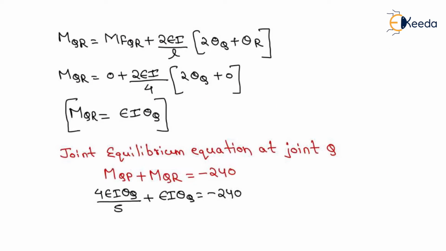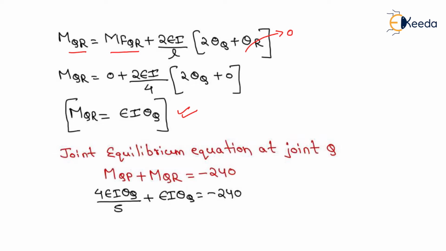Similarly, we can determine MQR, which will be equal to fixed end moment at QR plus 2EI upon L into 2 theta Q plus theta R. Here the value of theta R is 0 due to fixed support at R and the delta value is already 0. Now after putting all the values, we will get MQR equals EI theta Q.